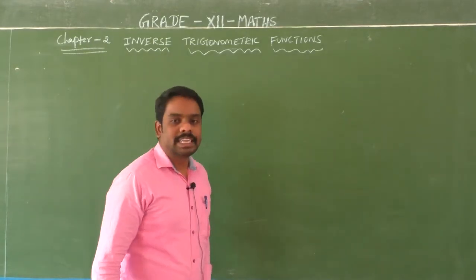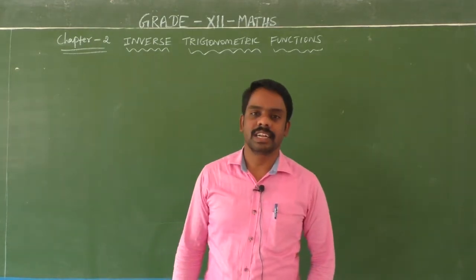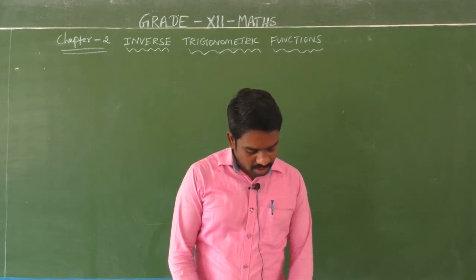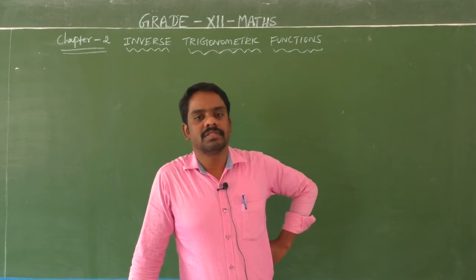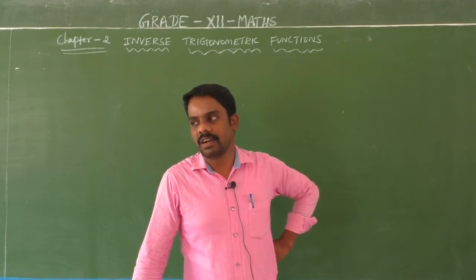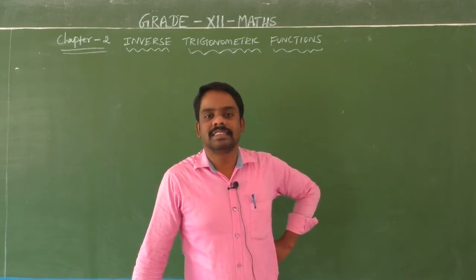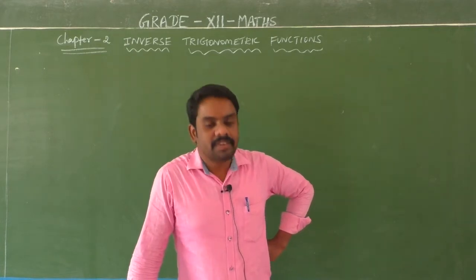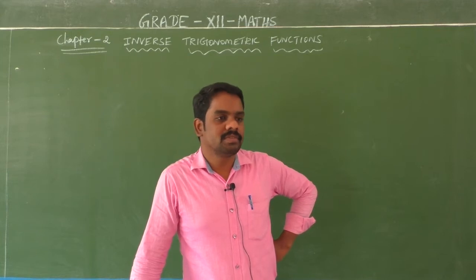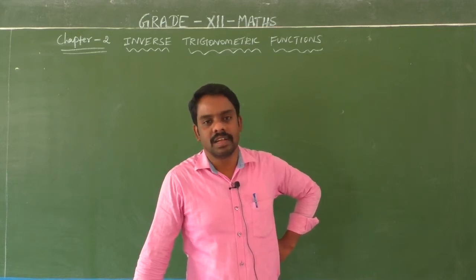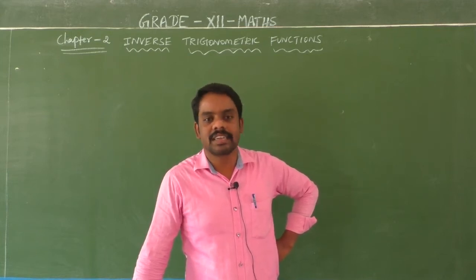Grade 12 Mathematics, chapter number 2, Inverse Trigonometric Functions. In the last class we discussed y equal to sin x and the sin inverse curve, cos x and the cos inverse curve, and last one tan x and its tan inverse curve. Today we will discuss the secant x curve and secant inverse curve, the cosecant x curve and cosecant inverse curve, and last one the cot x curve and cot inverse curve.